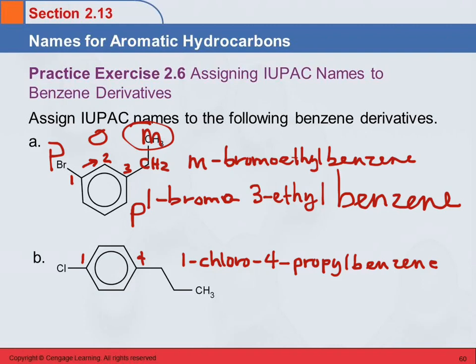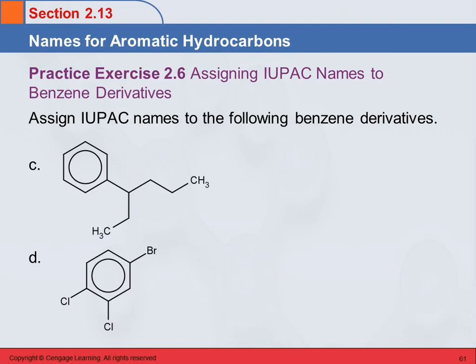And then letter B would be what position? Para, because they're opposite from each other. So that would be para-chloropropylbenzene. Well, there's a couple more. Let's do those two.